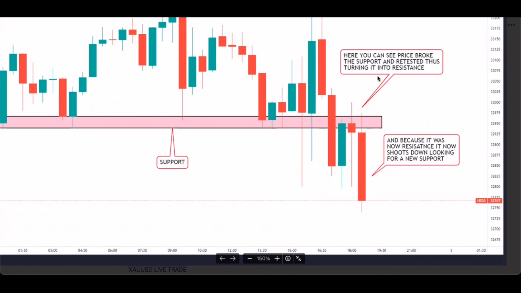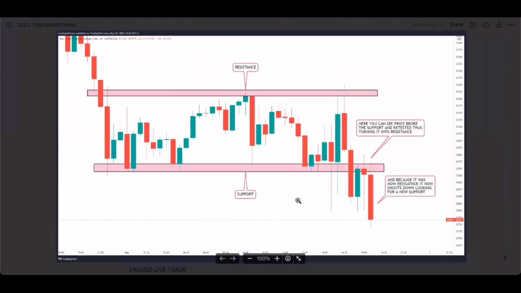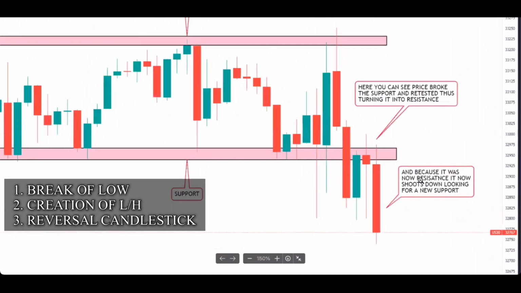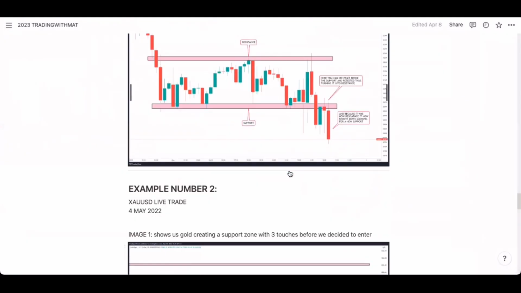All right. Now what happens with the next candlestick? This candlestick creates a rejection candlestick, a reversal candlestick, and then what do you do? Enter over there, your stop loss above there, and then you go with it. And because it was now resistance, it now shoots down looking for a new support area. Okay, I hope that makes sense.